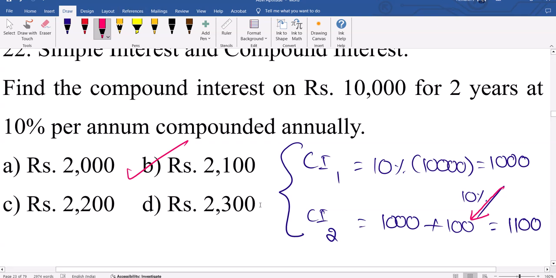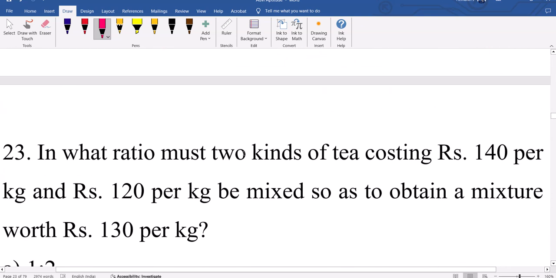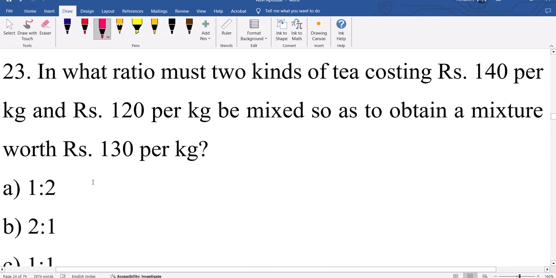They are asking second year compound interest means 1100. Guys, listen, sometimes they'll ask you what is compound interest for the second year. Second year means 1100. 2 years means we have to combine both. We'll get 2100 as the answer. Now see this next question, 23.